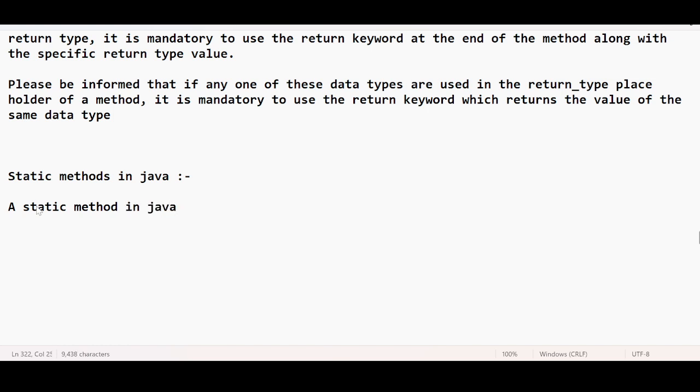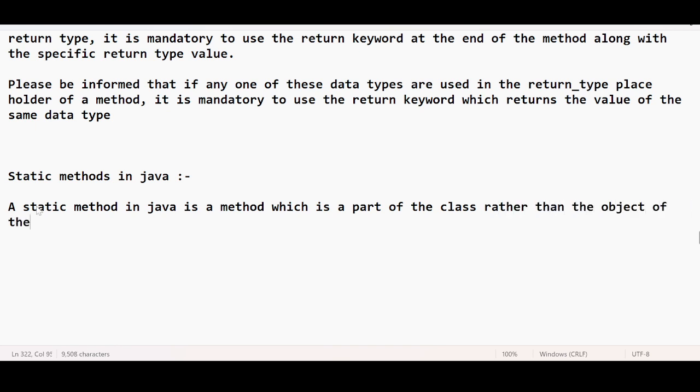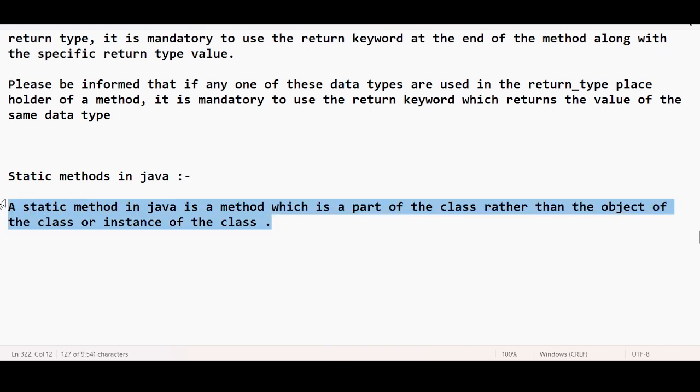So a static method in Java is a method which is part of the class. I will tell you why it is called a part of the class. It is a part of the class rather than the object of the class or instance of the class. What it really means is you can build a static method by using the following syntax.